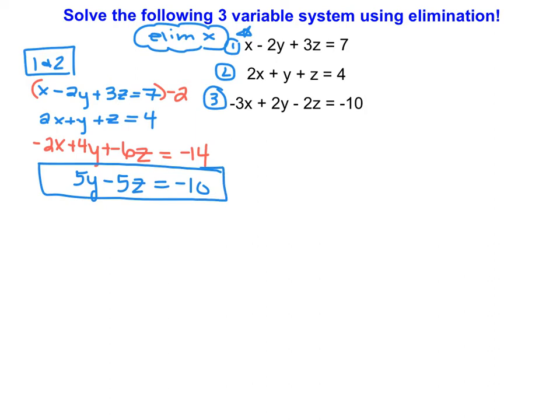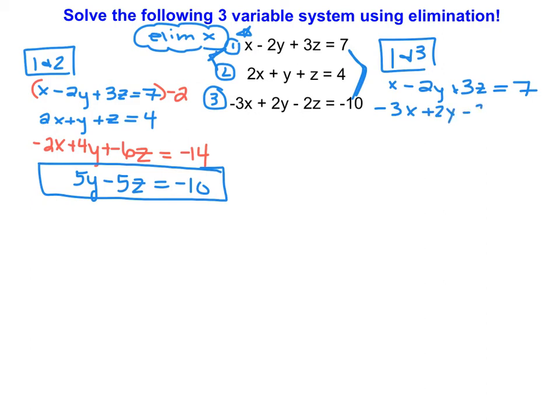So now I'm going to pair up another pair. So we already paired up 1 and 2. So now I'm going to pair up 1 and 3. So here I have x minus 2y plus 3z is equal to 7. Negative 3x plus 2y minus 2z is equal to negative 10.